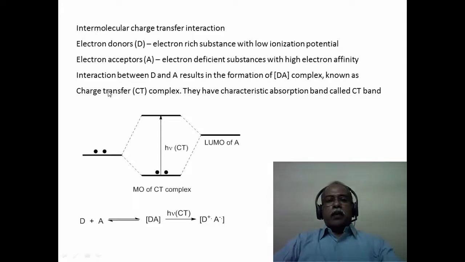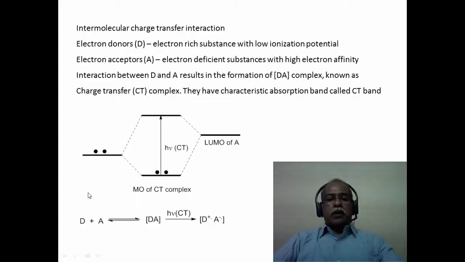The interaction between a donor and acceptor can result in the formation of a charge transfer complex. This is a pi complex kind of a system is what we are referring to often, and this is essentially known as the charge transfer complex. They have a characteristic absorption band called the CT band.